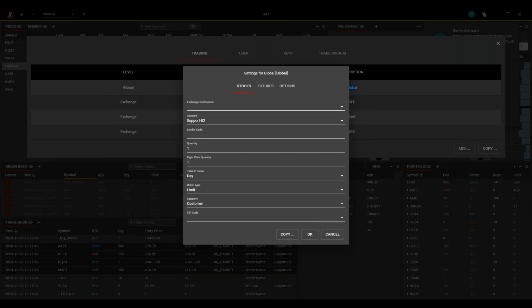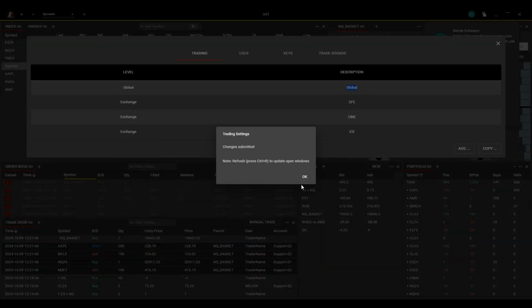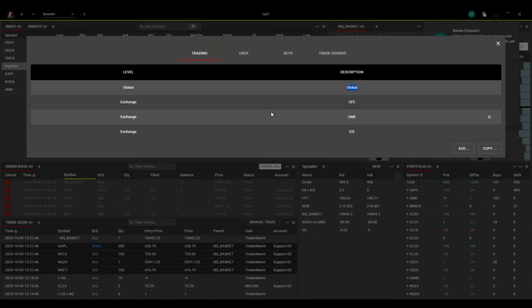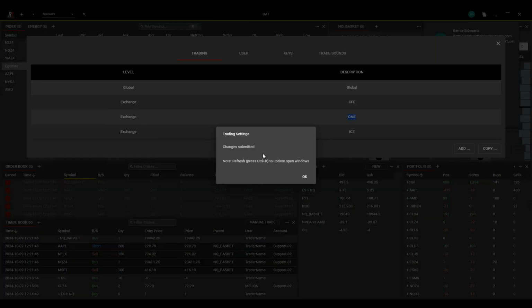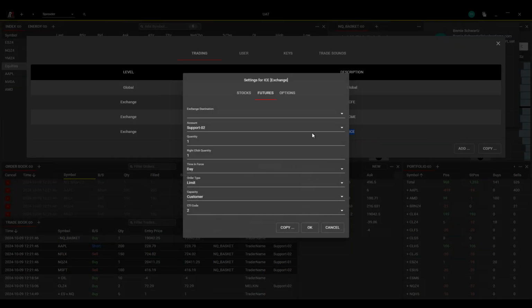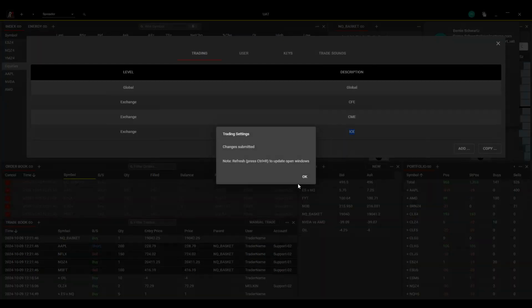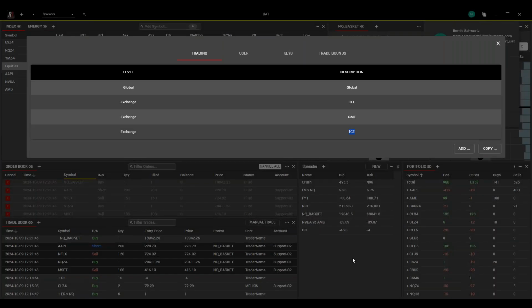This is a global setting, so you can certainly get more granular. In this case, I've got settings for my ICE trades, my CME trades, my CFE trades. If you remember when we traded the Brent versus crude, we had our crude trades going into our O1 account. That's for the CME exchange. And for the ICE exchange, we see that our future trades are going into the support O2 account. So that's just a very basic example of how you can set up your spreader instruments to be executed into your desired accounts. No need to move trades after the fact.